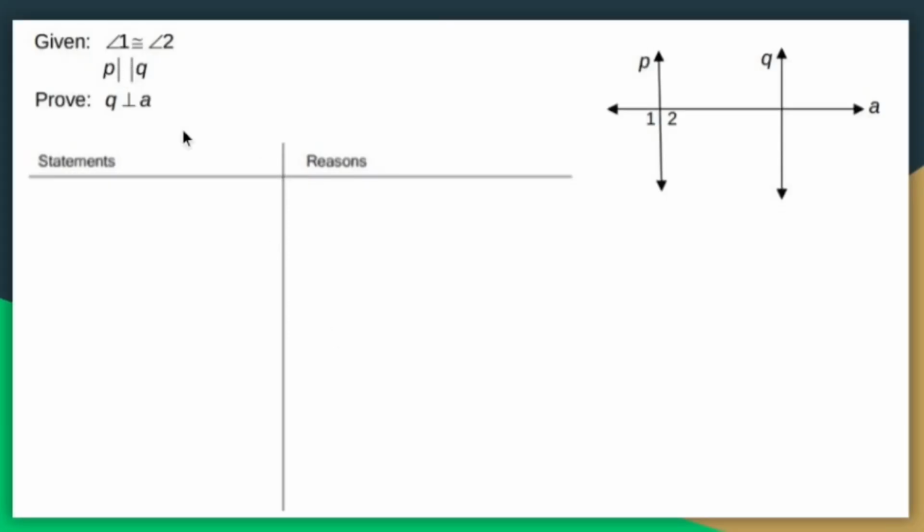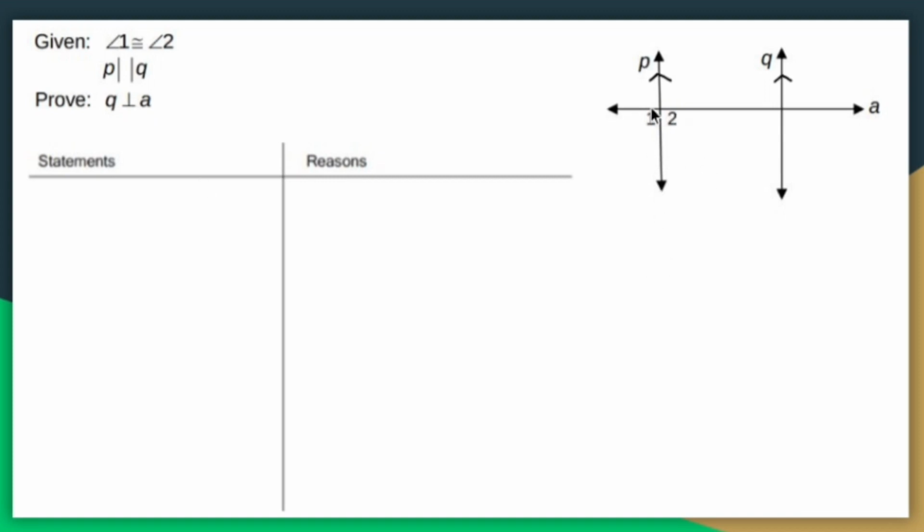All right, we got a 2-column proof. We are given angle 1 and angle 2 are congruent. We're also given P and Q are parallel. I need to show that Q is perpendicular to A. So in order to show that, I need to show that 1 and 2 are 90 degrees. So this is actually not too bad.